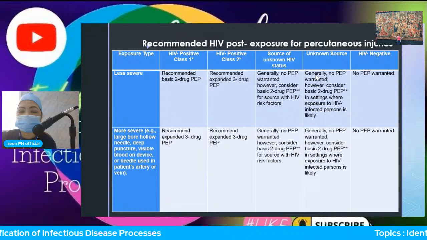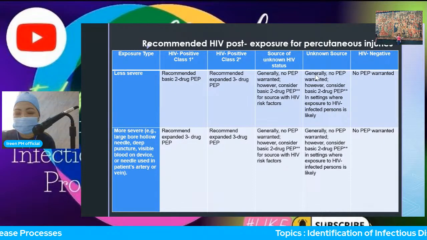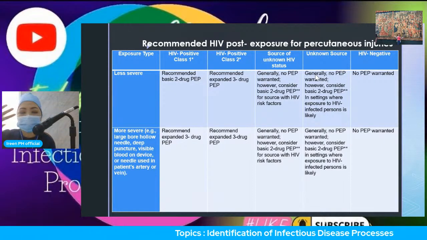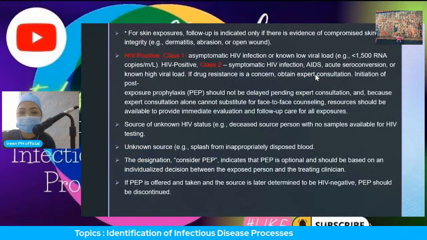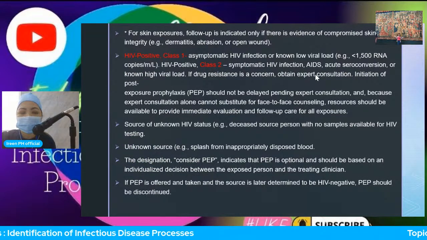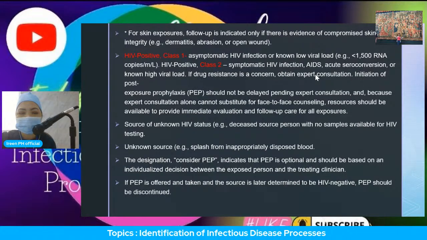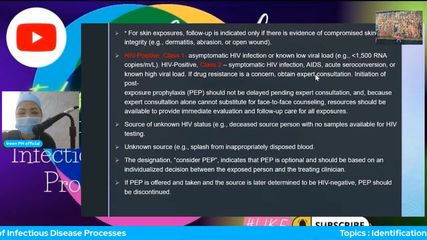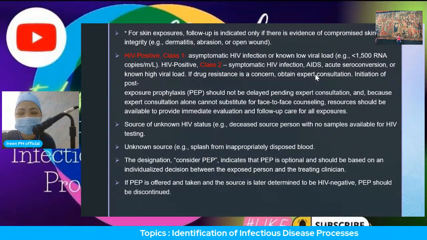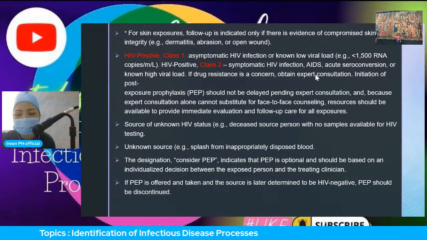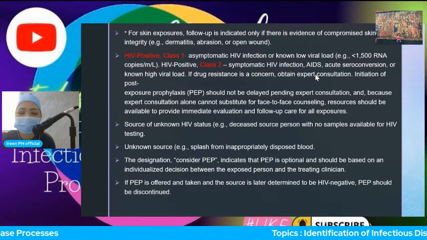This is the graph. We have HIV positive class 1 and class 2. Class 1: asymptomatic HIV infection or non-detectable viral load. Class 2: symptomatic HIV infections. Source of unknown HIV status: deceased persons or persons with no samples available for HIV testing. Then unknown source.